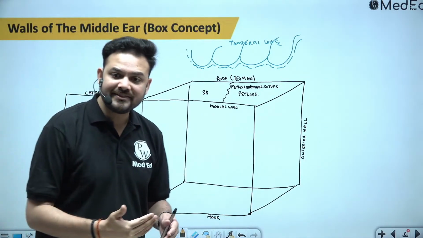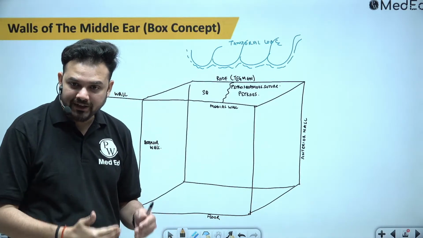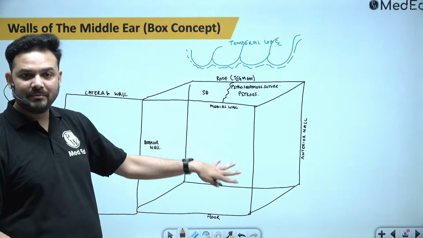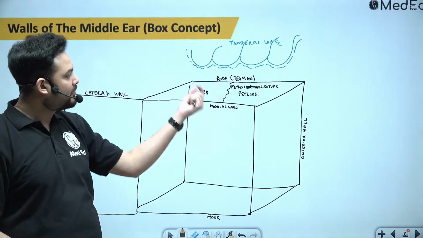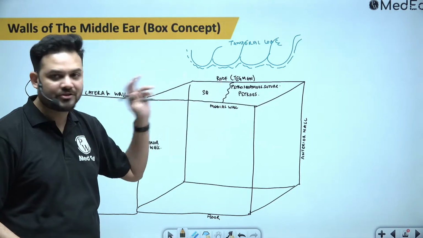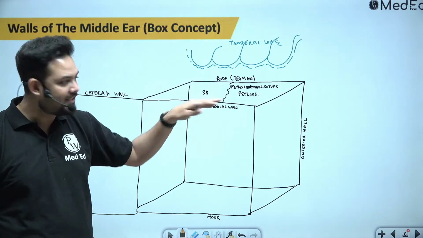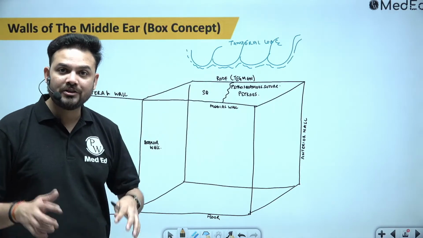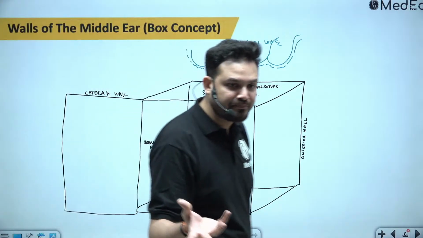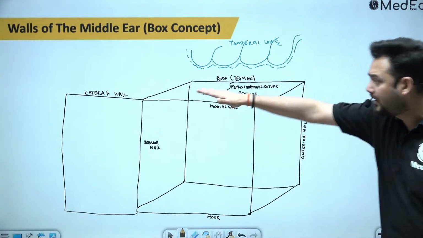The roof separates the middle ear from the brain. It is made up of contributions of two bones, the squamous part and the petrous part of the temporal bone, with a petrosquamous suture in between. It is also called the tegmen, or tegmen tympani. Tympani means middle ear. Okay. Now we have done the roof.